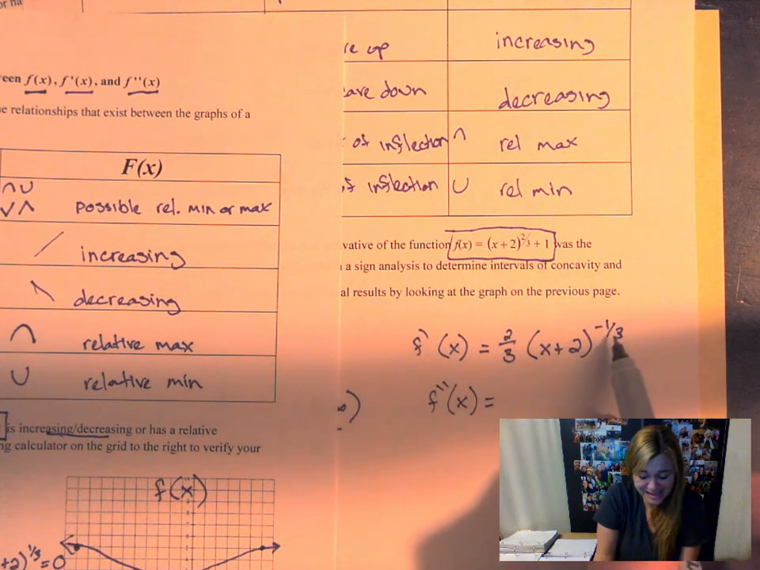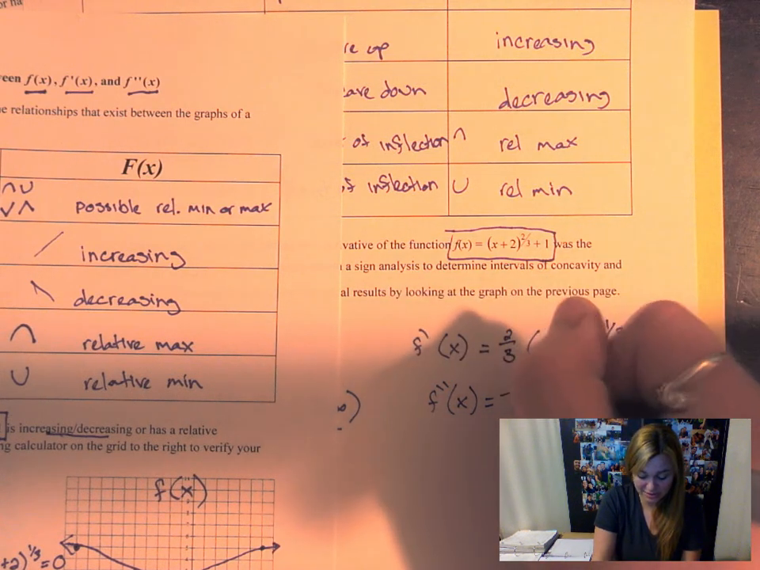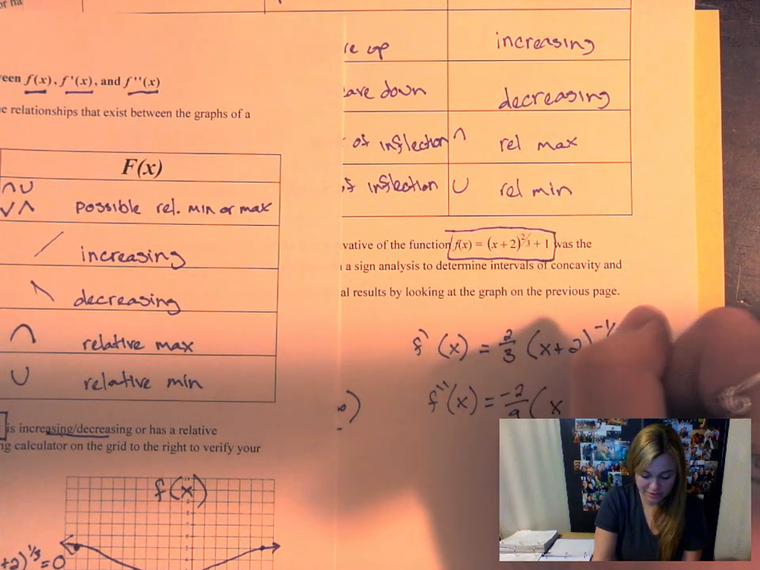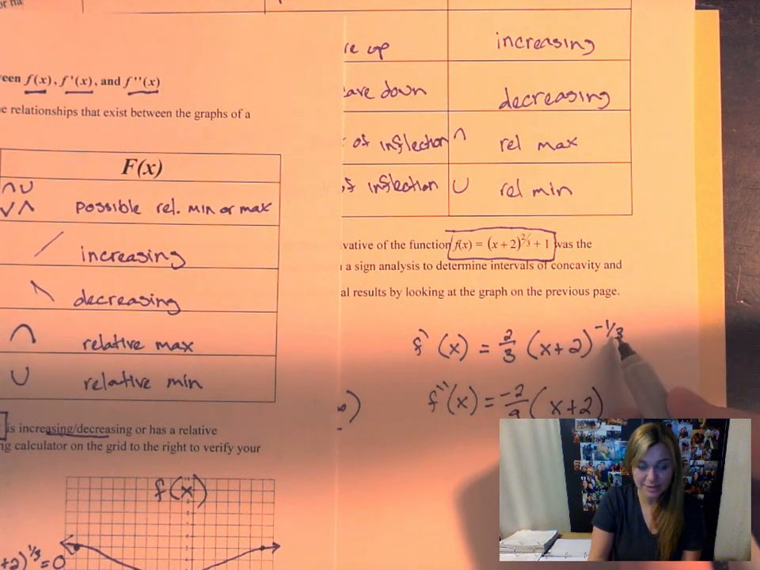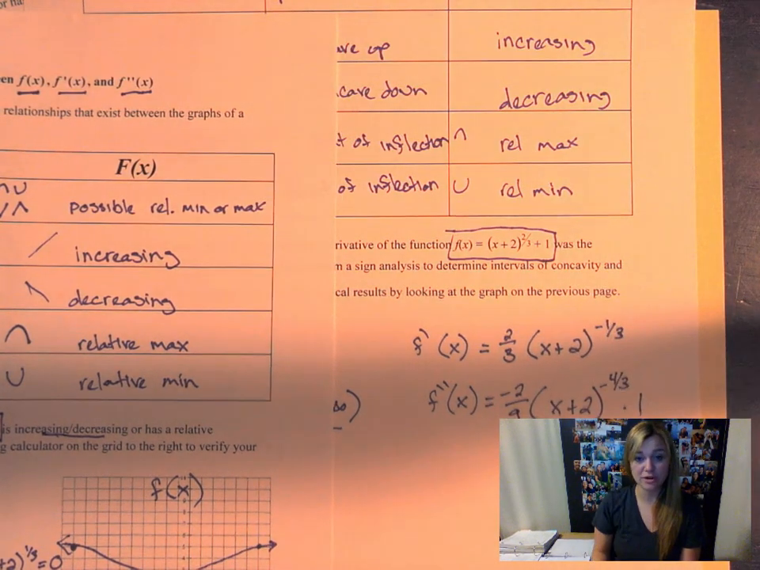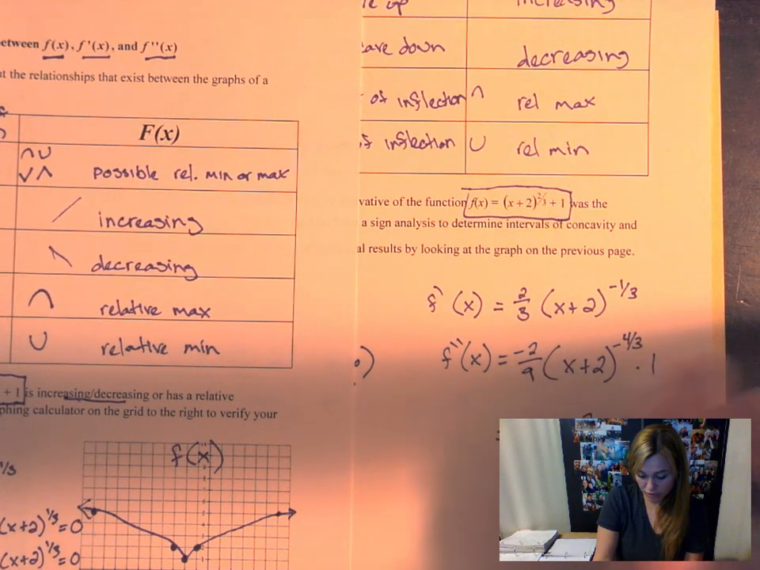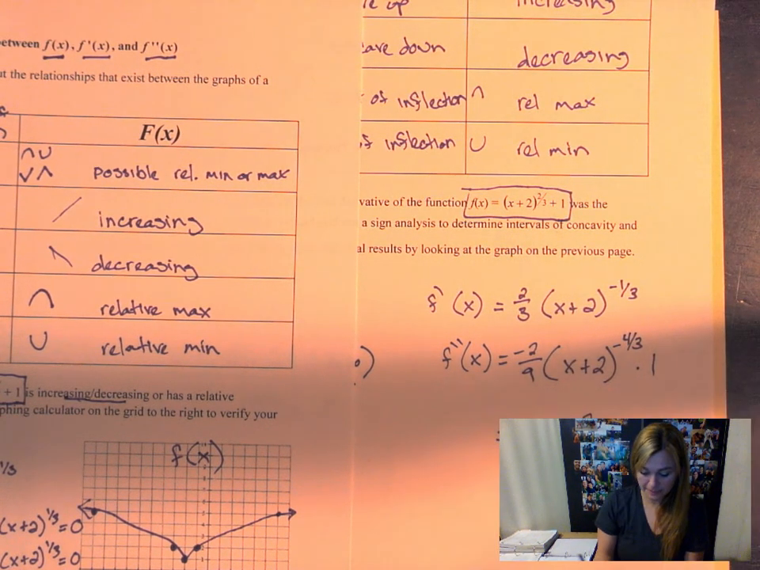Did we get so lucky? Negative 1/3 times 2/3 would be negative 2/9. Leave the inside alone. My new exponent, negative 1/3 minus 3/3 would be negative 4/3. Times the derivative of the inside would just be 1. If I rewrite that, I've got negative 2 over 9 times x plus 2 to the 4/3.